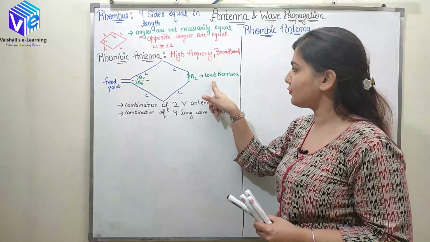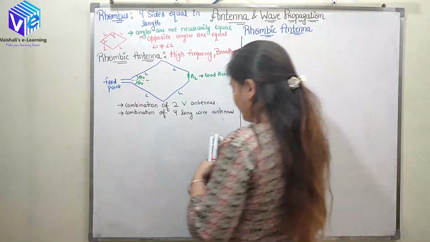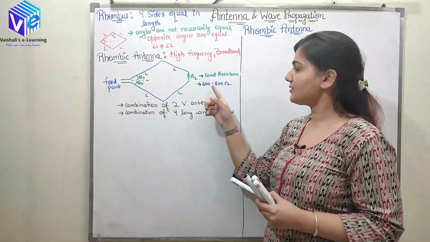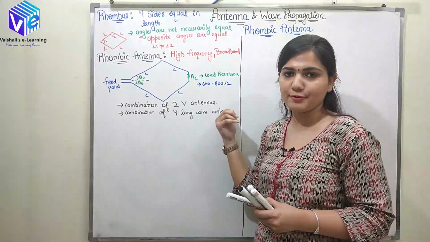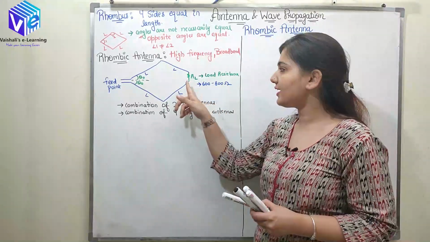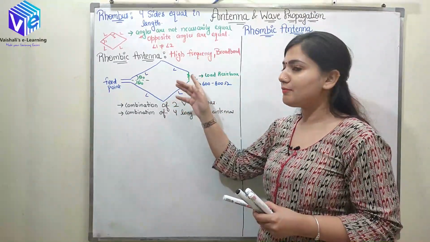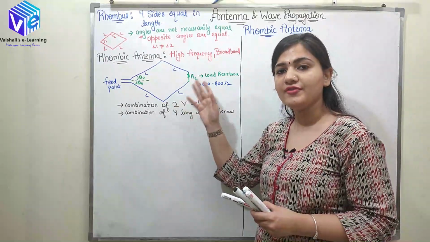So now there is a load resistance which is of the order of 600 to 800 ohms. So why have we connected the load resistance? Load resistance is connected to remove the effect of reflection.